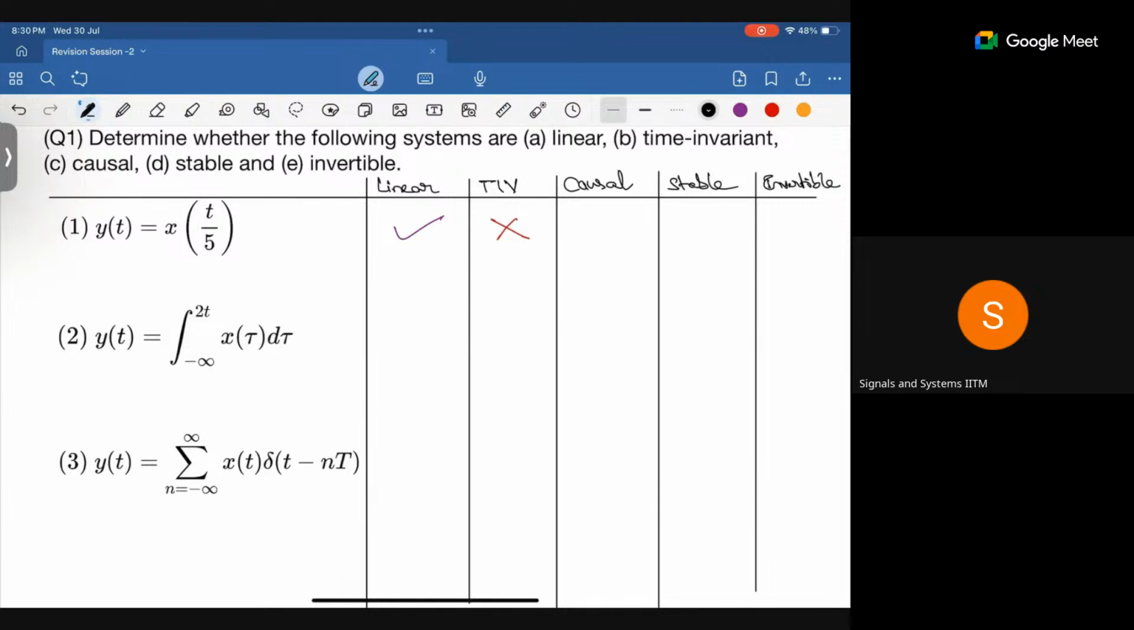Okay, it's not. Is it causal? Causal is very easy to check, right? Output does not depend on the future. Is it true? Oh, most of you are saying it's causal. No, it's no. Okay. Who said that t is greater than 0?